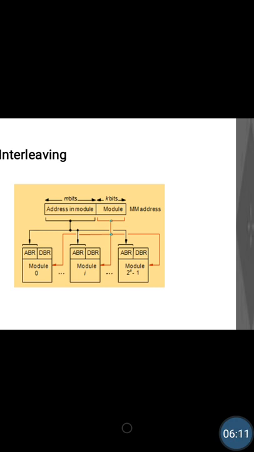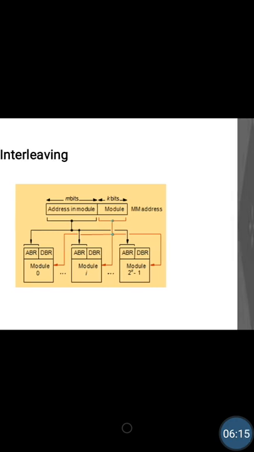First module may be the 0th module, first module, second module, likewise. The address in the module may be the first location within that module, second location within the module. The module is determined by the last k bits, the lower k bits. So, 0 0 0 0, 0 0 0 1, 0 0 1 0, likewise different modules will come here, right? Different modules will be there, fine.